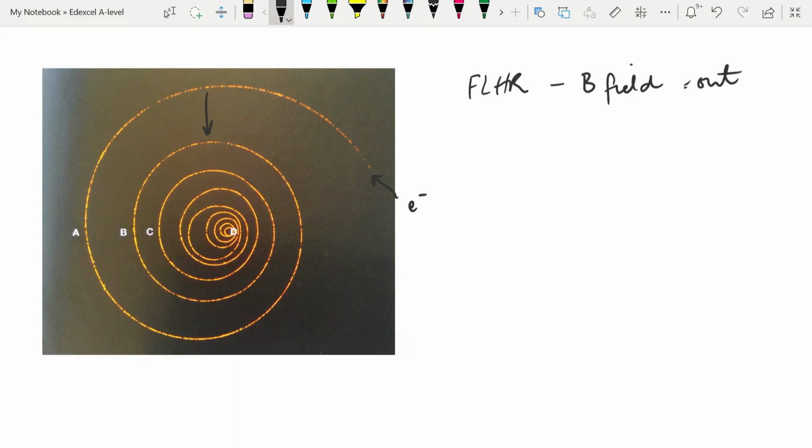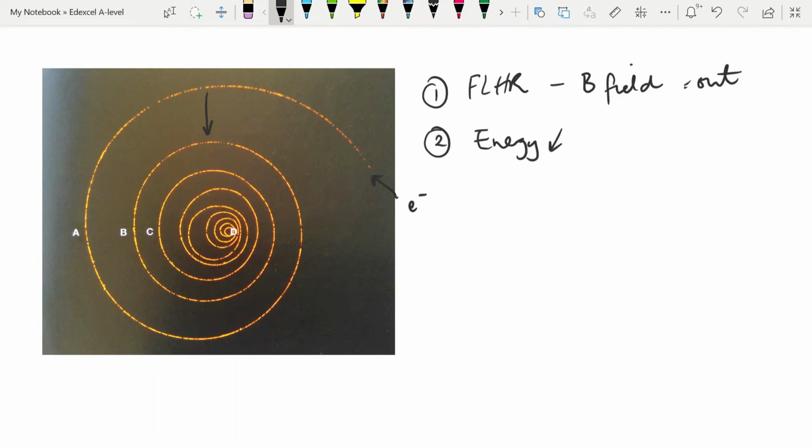Now, the second conclusion we can make is that the energy of the electron is decreasing, because we can see that the radius of our spiral is becoming less and less. And remember, other things being equal, the radius of the spiral is proportional to the speed of the electron. We're talking about kinetic energy here. So our energy is decreasing because the radius of the spiral is decreasing. And it's losing energy because it's ionizing the material as it goes along.